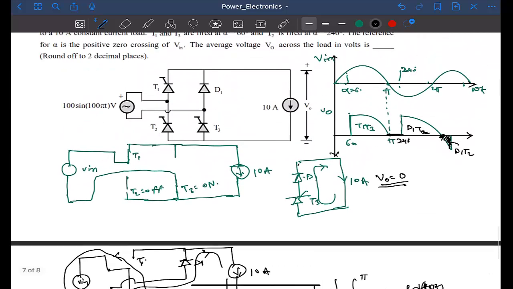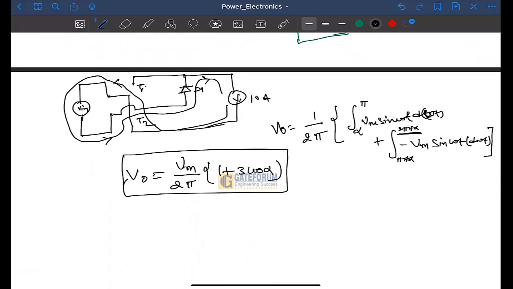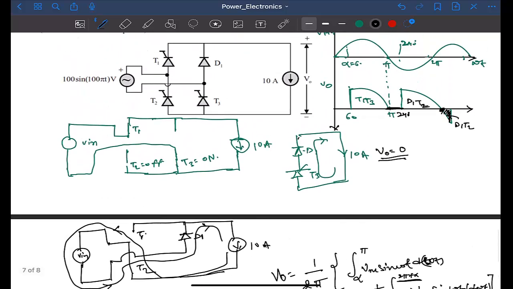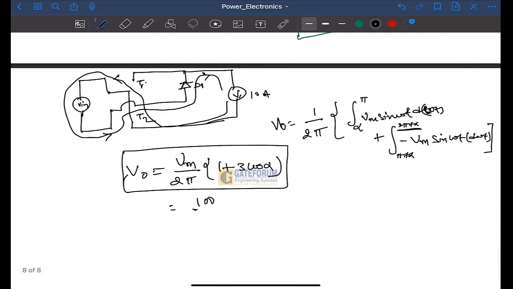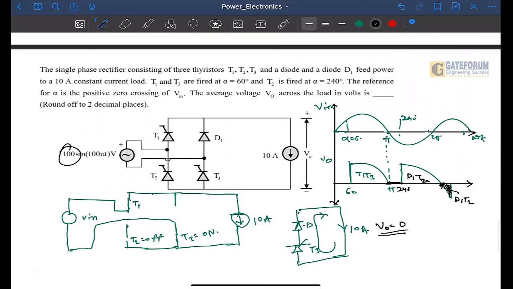We cannot apply a standard formula in this question since this question is a little bit twisted. So you need to understand the circuit and find the output voltage waveform, and after that calculate the average of that waveform and then you will have the answer. So maximum voltage is what? 100 volt. You can see this is the maximum voltage. 100 by 2 pi into 1 plus 3 cos alpha, with alpha 60 degree. So it will be 39.78 volt. Okay, so the correct answer is 39.78 volt.